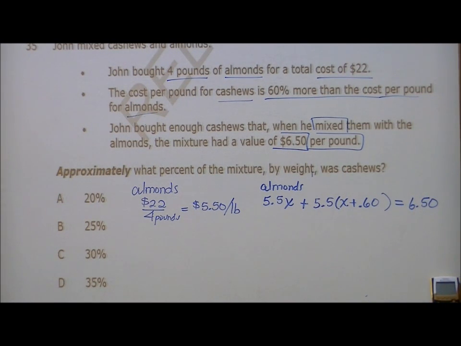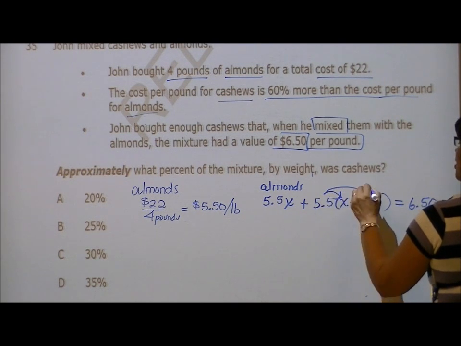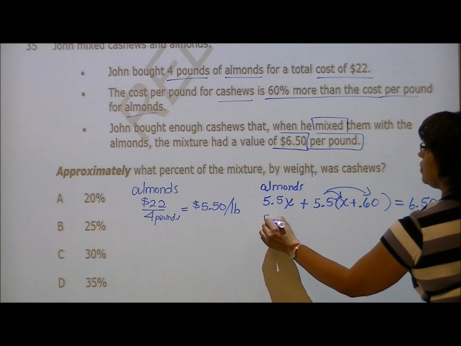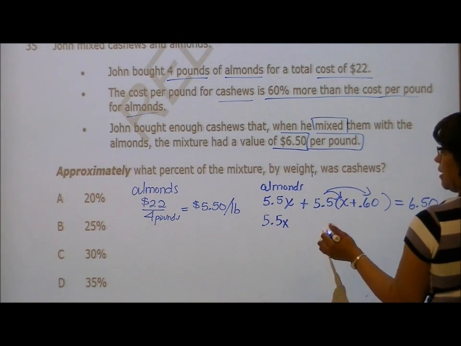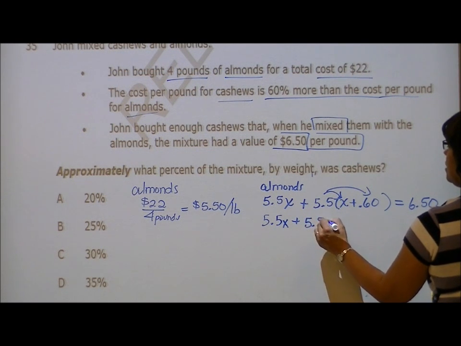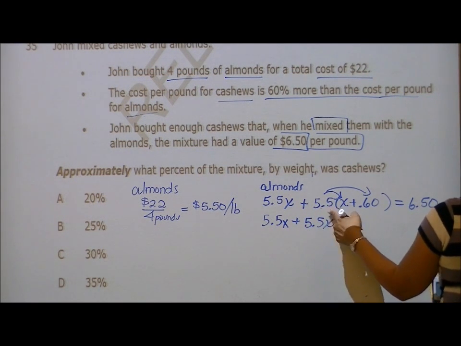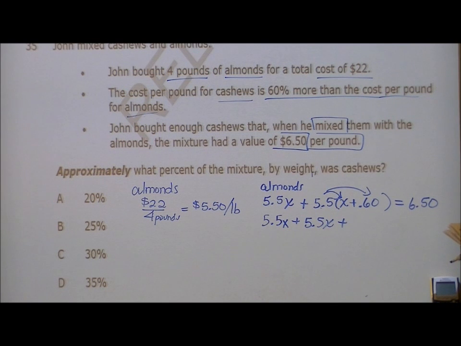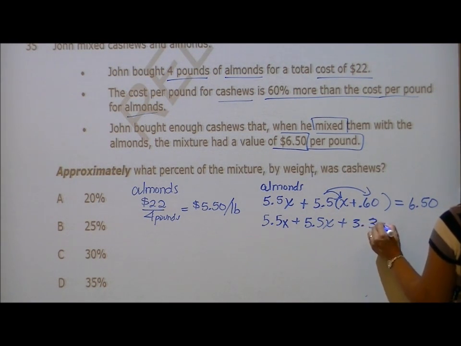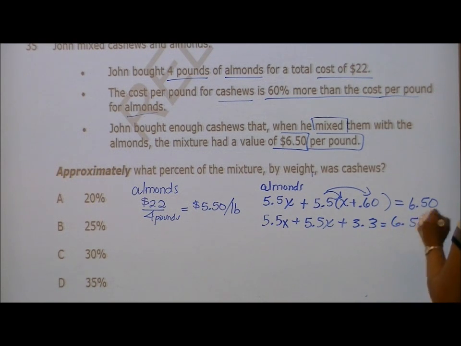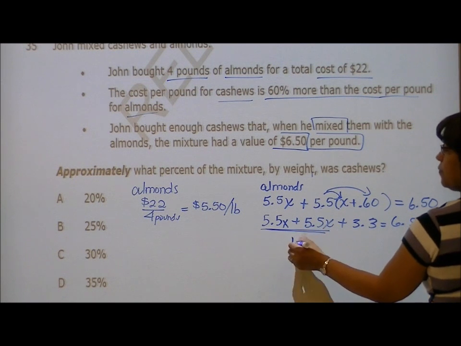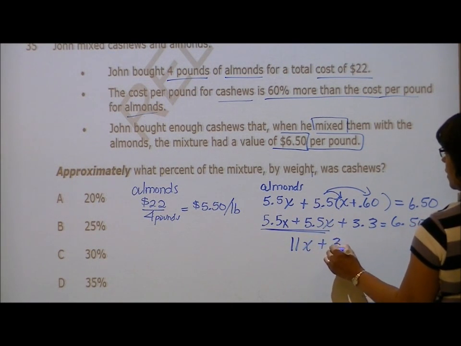And so we're going to distribute, always distribute before you combine these first two. A lot of times people try to combine them before they distribute them. Sometimes that doesn't work out. Here you might get lucky because there's a 1 there, but lots of times that will not work out. And then when you do 5.5 times 60 cents, you're going to get 3.3. It's equal to 6.50. And now when you add your like terms, 5.5 plus 5.5 is 11.